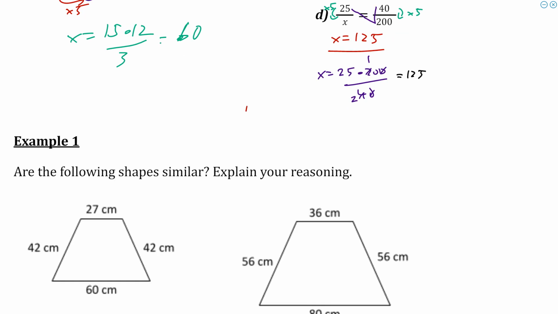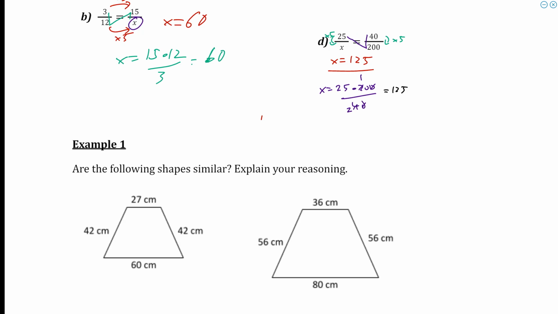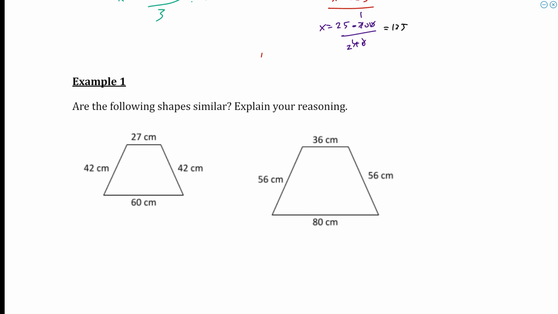Similarity with polygons. Yes, we just did this two units ago. Similarity, we're looking for two things. Shapes are similar if, number one, they have equal angles, which we can't tell here. Number two, they have proportional side lengths. Okay, so let's take a look.